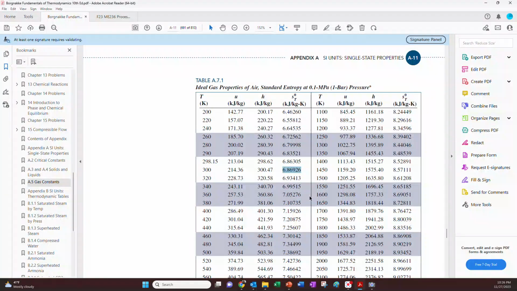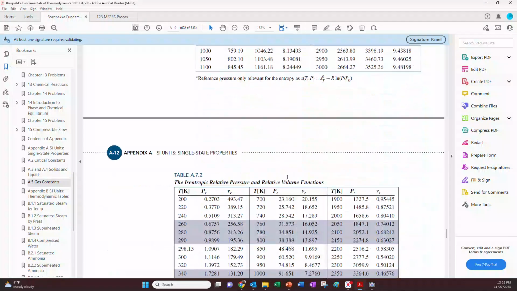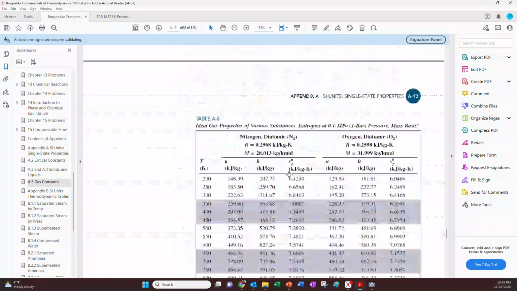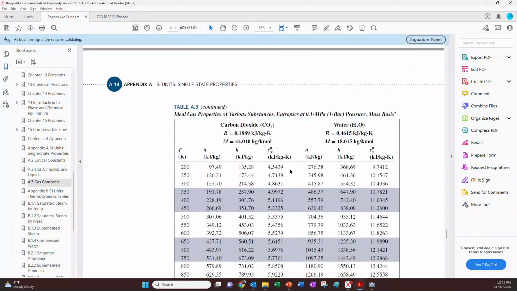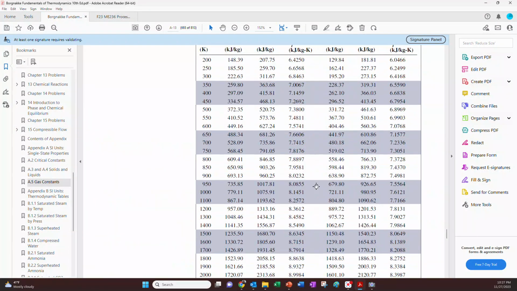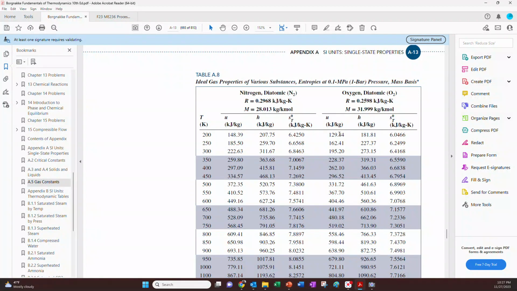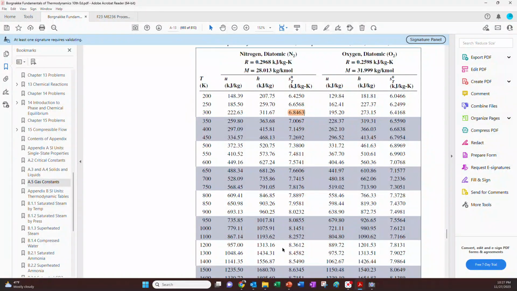So this is oxygen, so we need to use the oxygen table. I said table A8, and here we are. A8. There's water. Here's oxygen, diatomic oxygen, right? So we have 300, and here is the value that we want. And then we also have 1500, and here is the value that we want.